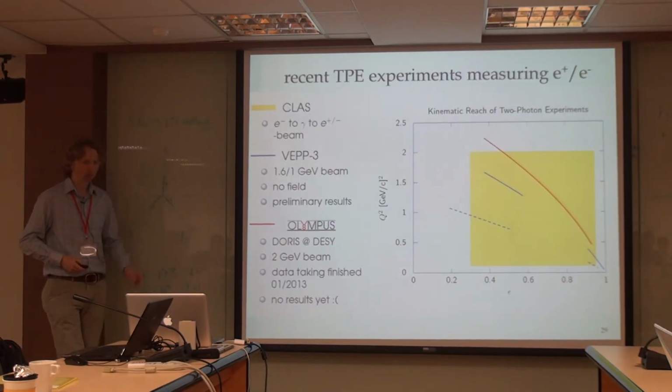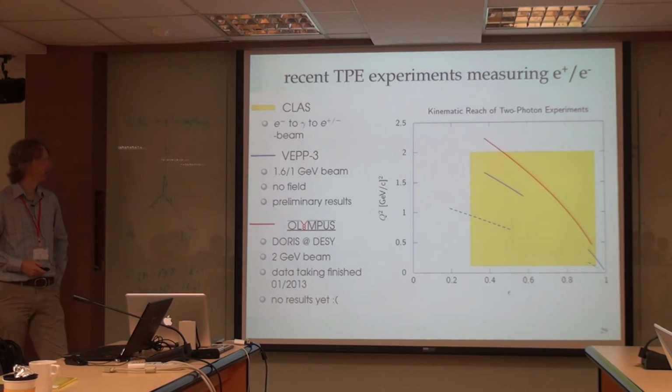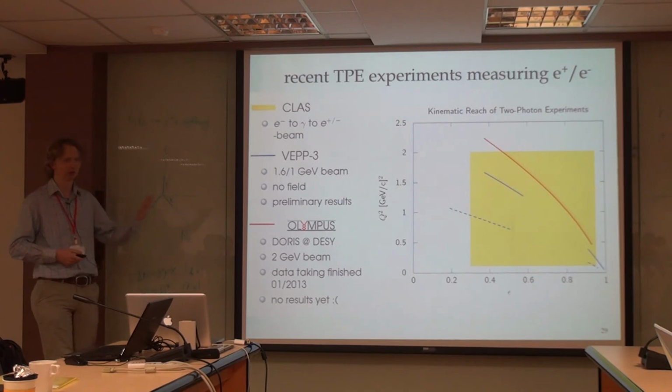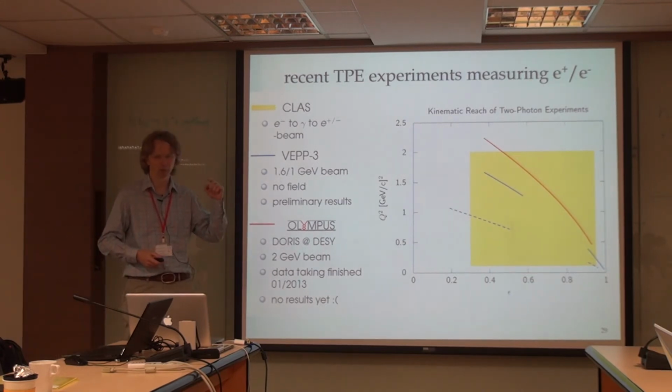Okay, just to show you what is being planned here in the next couple of years. There are measurements both at Jefferson Lab, at Novosibirsk, and Olympus at DESY, where one plans to access, as a function of q squared and epsilon, this range where one will have these new data, where one would like to access the difference between electron and positron scattering on a proton.